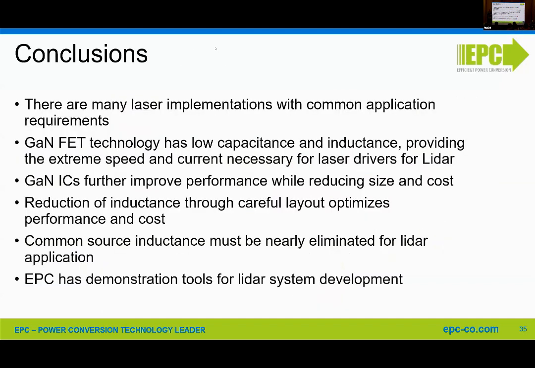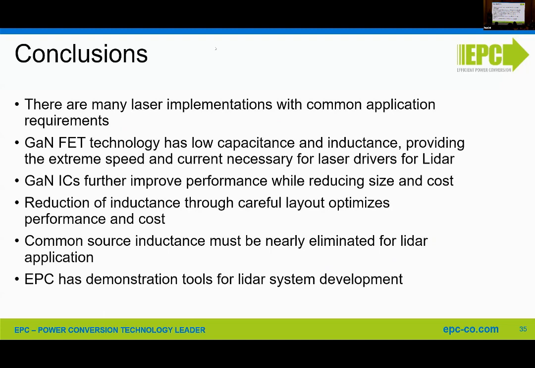So in conclusion, there are many laser implementations with common application requirements. What I described here applies to every laser driver circuit for LiDAR that you will have. Okay, so please use the suggestions to get the most out of your circuits.